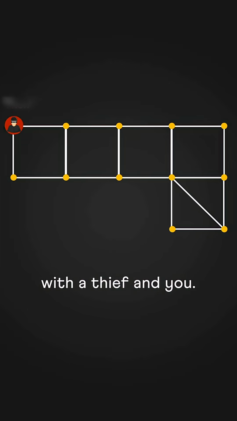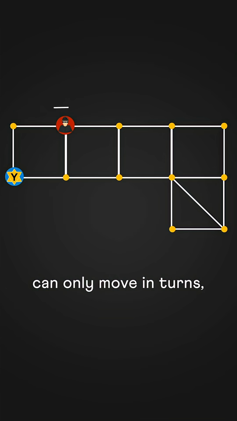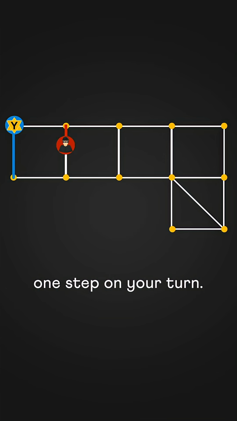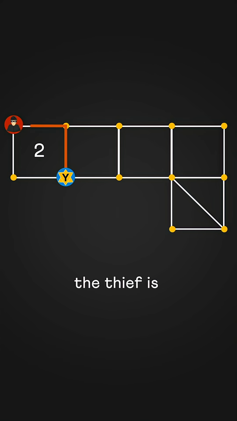Here is a map with a thief and you. Your task is to catch him, but you both can only move in turns, with each of you taking one step on your turn. If you move first, can you catch the thief? Initially, the thief is two steps away.